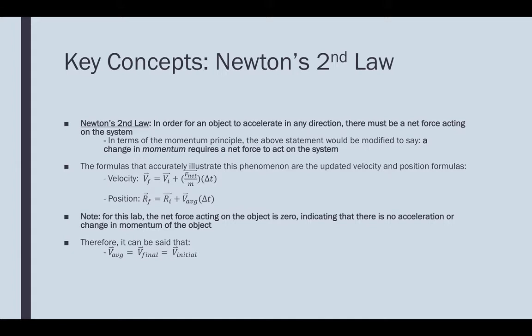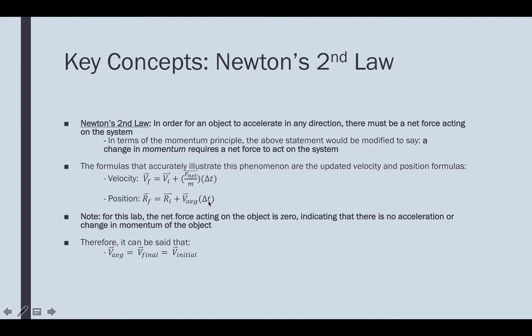The formulas that accurately illustrate this phenomenon are the updated velocity and the updated position formulas. The velocity formula says that the final velocity is equal to the initial velocity of the object plus the net force of the object divided by the mass times the change in time. The updated position formula states that the final position of the object is equal to the initial position plus the average velocity times the change in time.